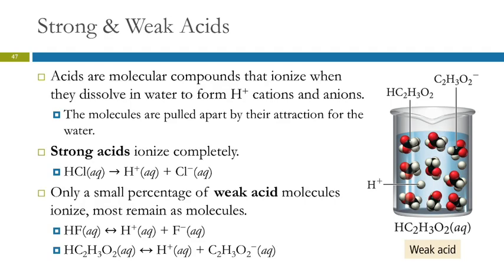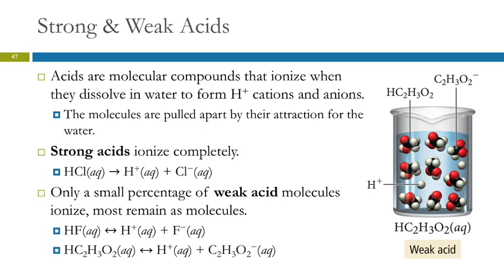So we talked about acids, and we learned how to name them and write their formulas. Acids are molecular compounds that ionize when they're dissolved in water. An example would be HCl. HCl is hydrogen chloride or hydrogen monochloride. It's two nonmetals, a molecular compound. But when we dissolve it in water, it forms ions. The water effectively pulls this apart, and now we've got hydrogen ions and chloride ions.